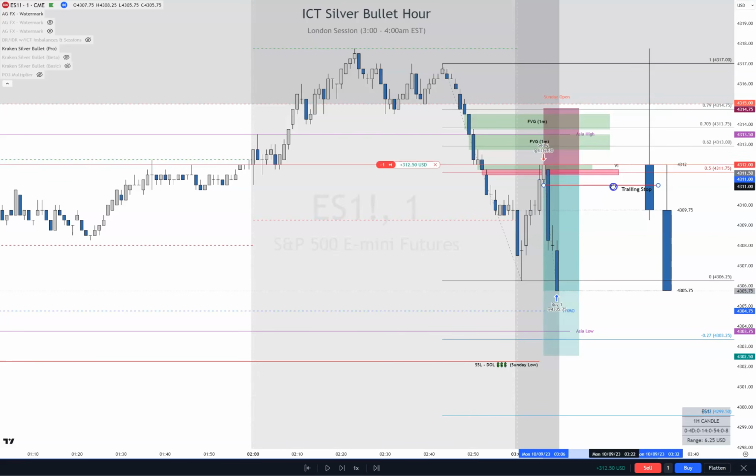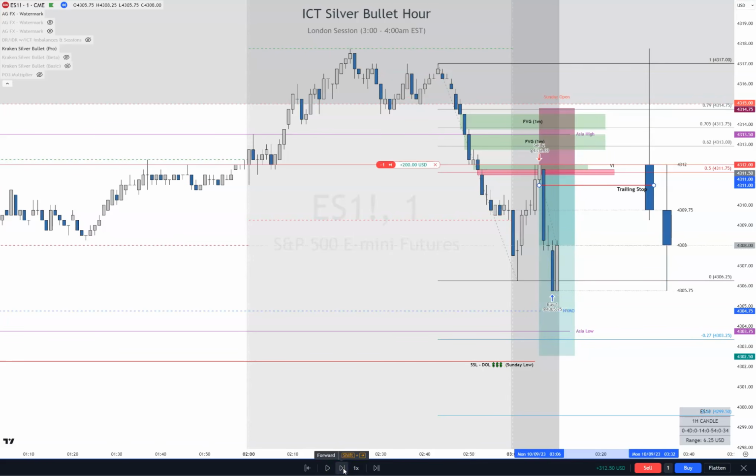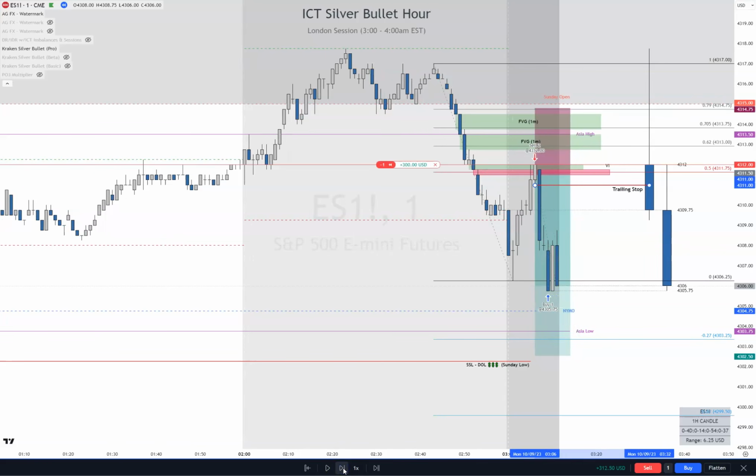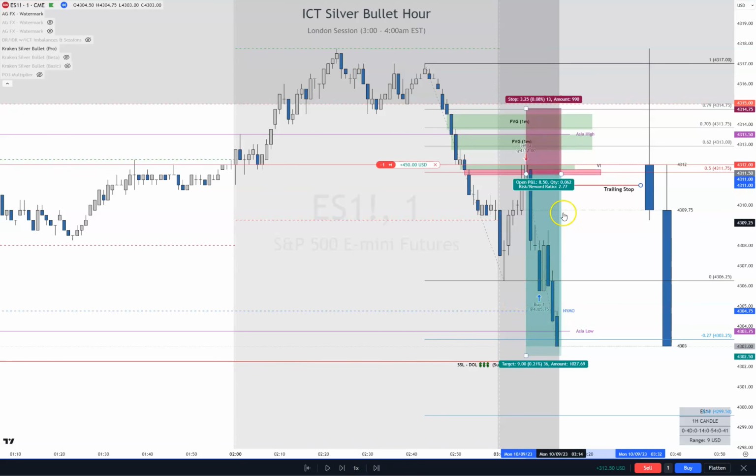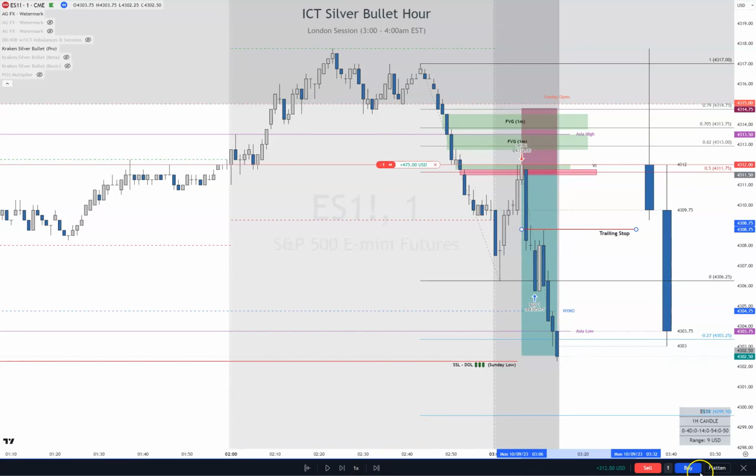Ideally, I wouldn't want this fair value gap to get broken because there's 2 volume imbalances right here. Depending on what this next candle does, it fills one of them in. At that point, I'm definitely moving my stop here. I don't want to see that high taken out. Okay, perfect. Flatten.